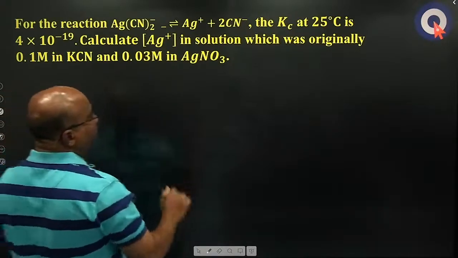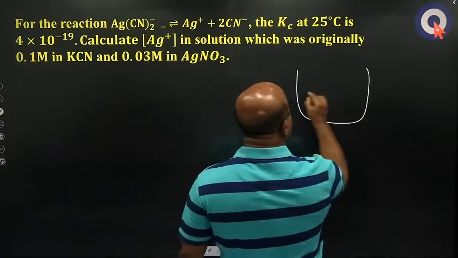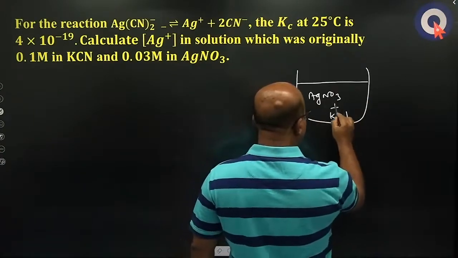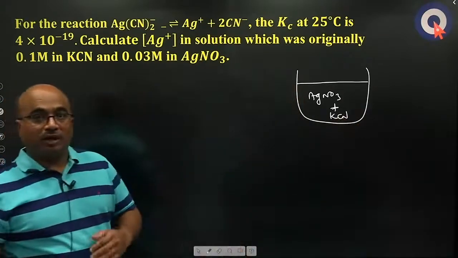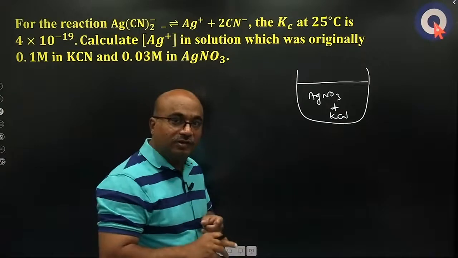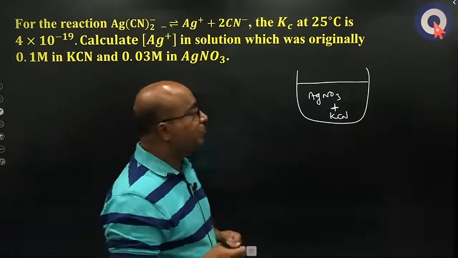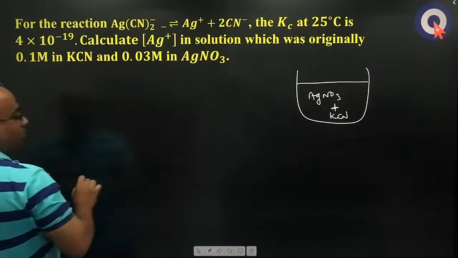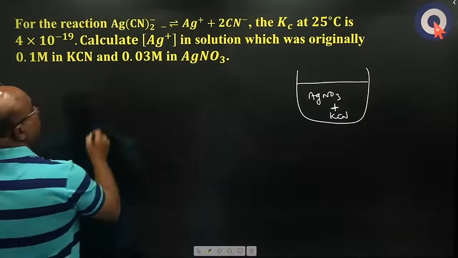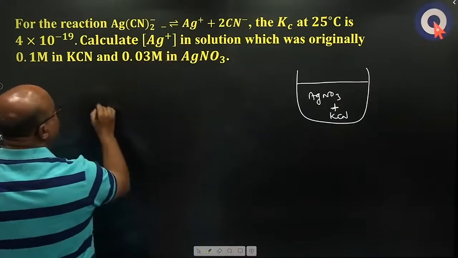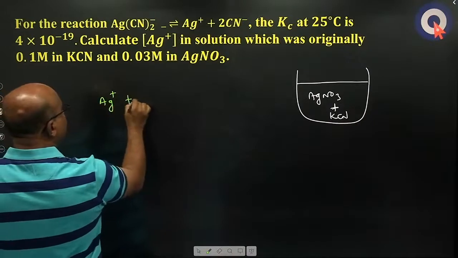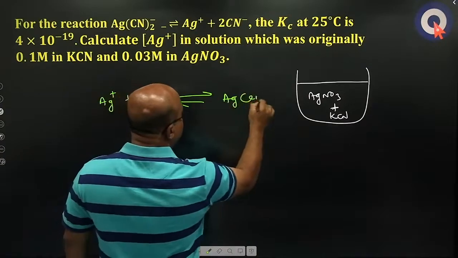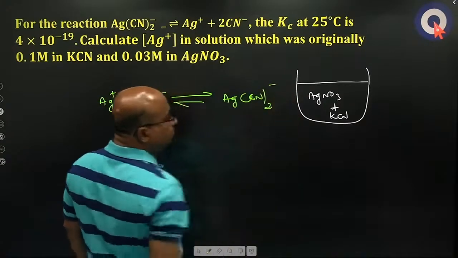So originally we had silver nitrate and KCN, but this Ag plus and the cyanide ions are forming the complex. So for ionic equilibrium, you can do this with simple approximations here. Let us take the equation in the reverse order: Ag plus plus 2 CN minus is in equilibrium with Ag(CN)2 minus.